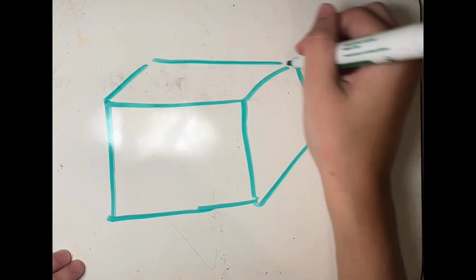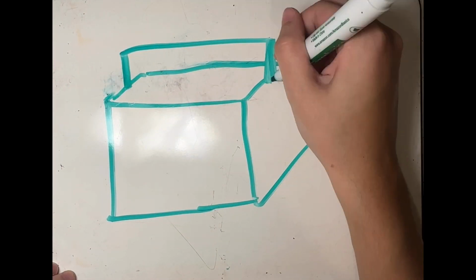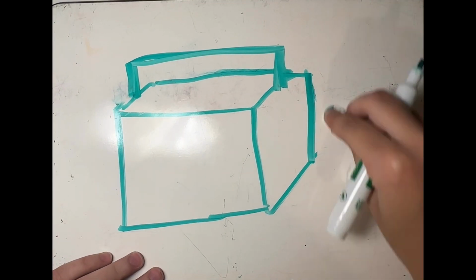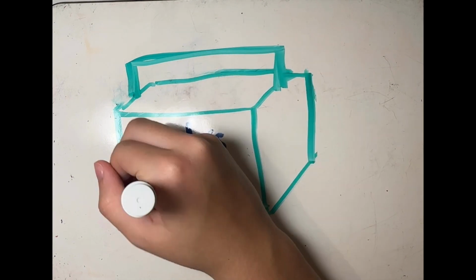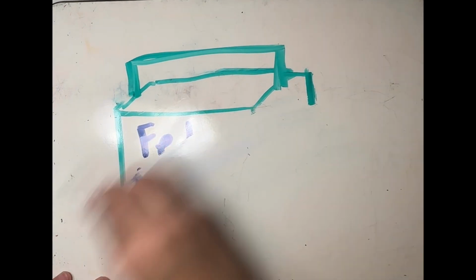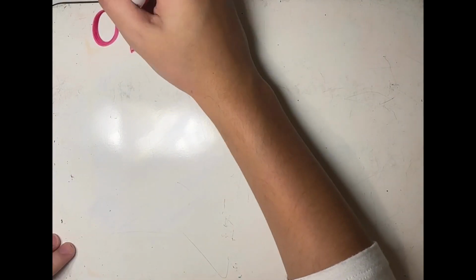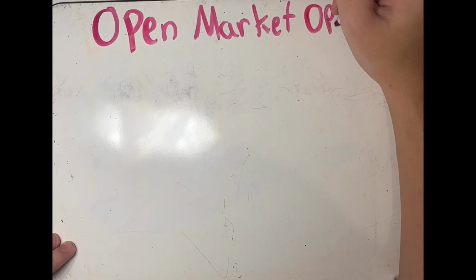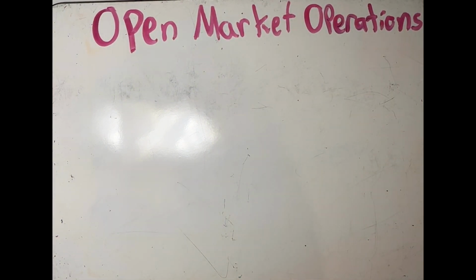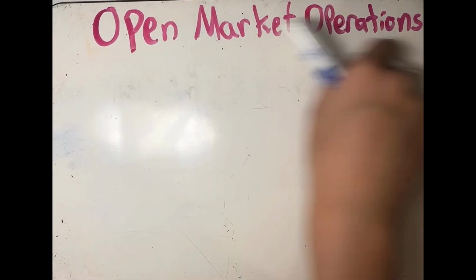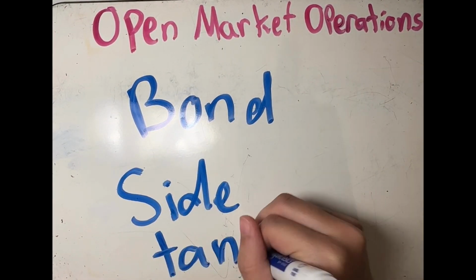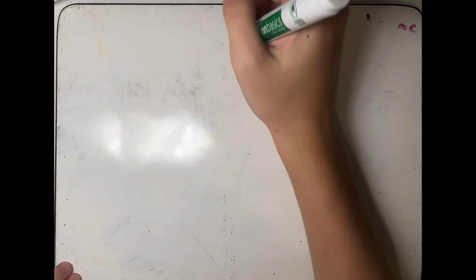So, what does the Fed have to enact monetary policy? Well, the Federal Reserve has three main tools in its little Fed toolbox to enact monetary policy. Each tool ranges in convenience and effectiveness. So, number one, perhaps the most important one, we have open market operations. These open market operations consist of buying and selling treasury bonds.